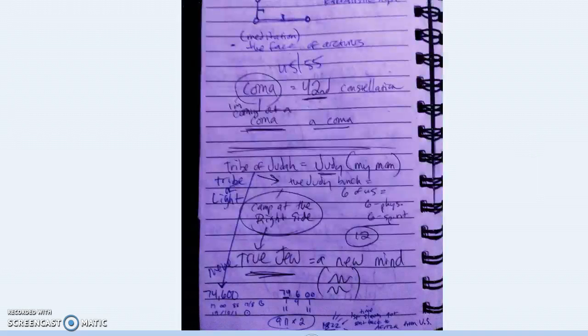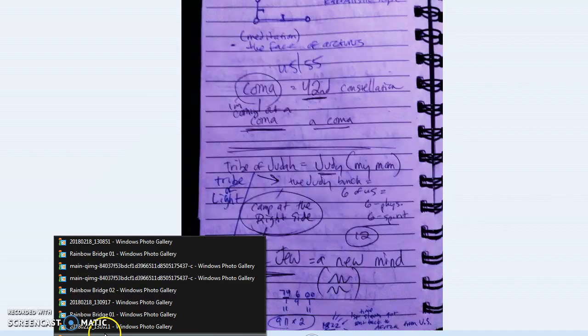It's inside of the 69. The Coma is the 42nd constellation, 42 again, 42 degrees for a rainbow. We're talking about light here. Tribe of Judah, tribe of light, we're talking about light. 4555 would fall on the right side. Well, God's left, but still the right side.